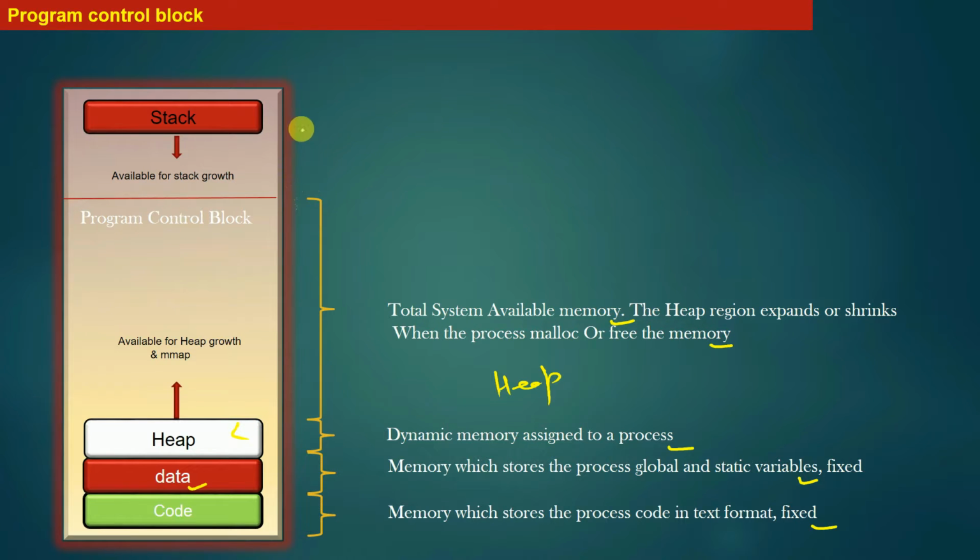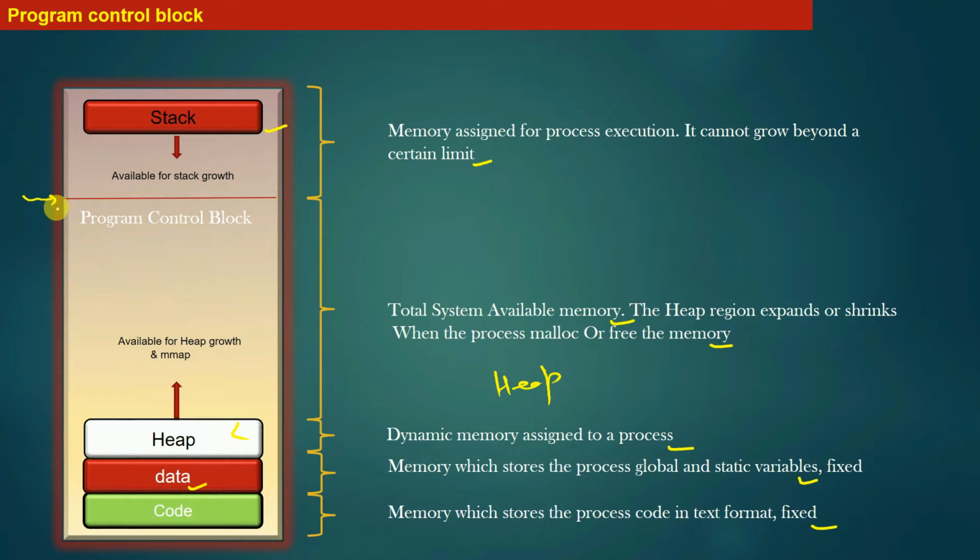And the topmost part of your program control block is actually the stack memory. This memory is assigned for process execution. It cannot grow beyond a certain limit. So you can see that there is a line. So this line actually represents that the stack memory cannot grow beyond this limit.